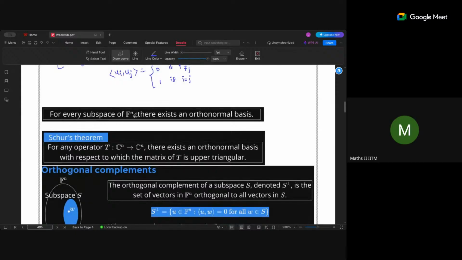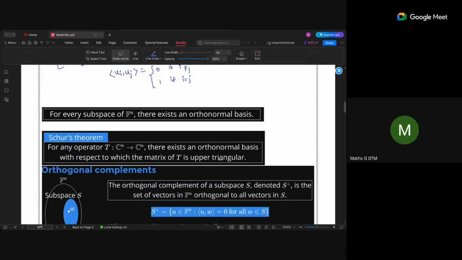So for every subspace of Fn, there exists an orthonormal basis. What's the logic behind it? For every subspace, there is a basis. If there is a basis, you know how to convert it into an orthonormal basis. And hence, every subspace of Fn has an orthonormal basis. Right? Okay. So the same thing for this also. For any operator T from Cn to Cn, there exists an orthonormal basis with respect to which the matrix of T is upper triangular.